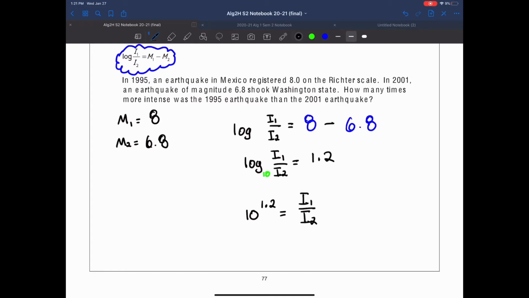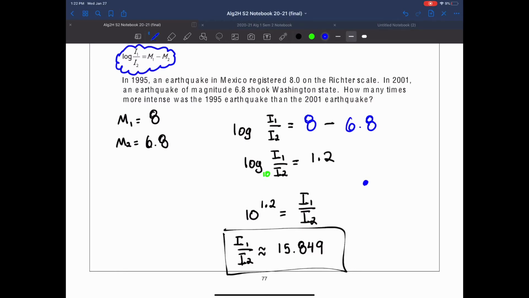Now this is easy because I sub 1 over I sub 2 is isolated. All we have to do is raise 10 to the power of 1.2. And this gives you I sub 1 over I sub 2 is approximately 15.849. Okay, since we have a word problem, we need to have a word answer.